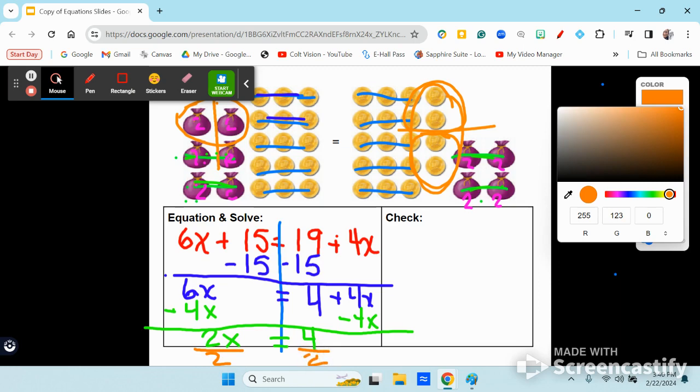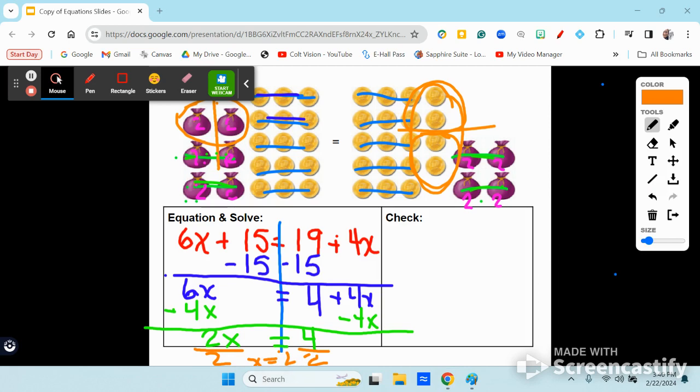That gives me 2 divided by 2, which is 1 bag. So that tells me that 1 bag has 2 coins. And so I end up with the same solution, that x equals 2, the number of coins in a bag, by solving it that way. So that's how you would solve it symbolically.